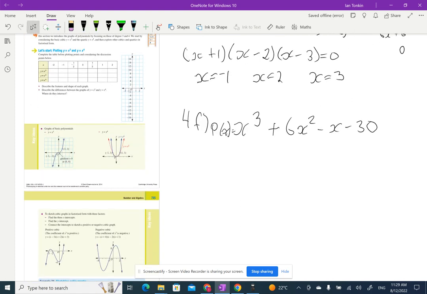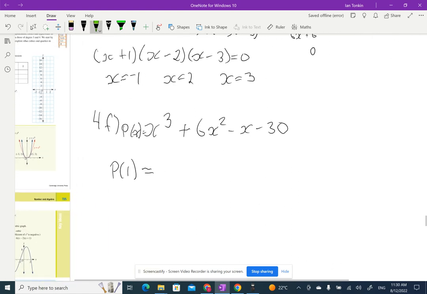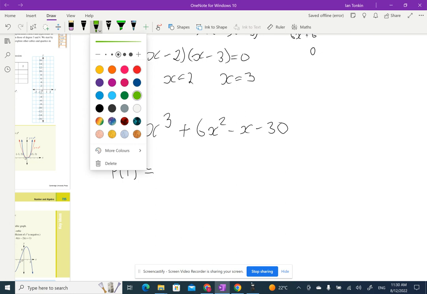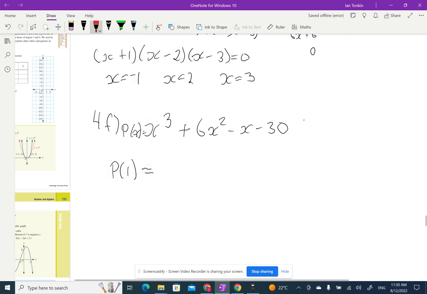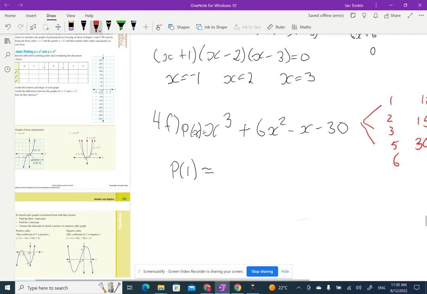And now I'm going to try and find things that multiply out to 30. And as I said, I'm going to find p of 1. It's always my first go. And the numbers I'm going to try are 1, 2, and always plus and minus, 3, 5, 6, 10, 15, and maybe 30. I doubt 30. I don't think I'll be using that.